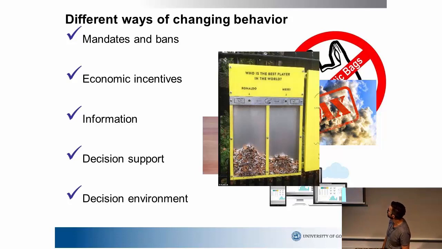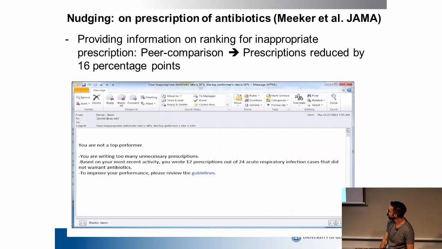This is very similar. So this is about getting people here to vote. Who is the best player in the world? Is it Ronaldo or Messi? So instead of throwing my cigarette butt on the ground, I'm going to vote for the player that I want to vote for. This is an example of what I would call a nudge. Try to affect people to change their behavior with no mandate, ban, or economic incentives. Okay. Well, let's talk about antibiotics instead of cigarette butts.